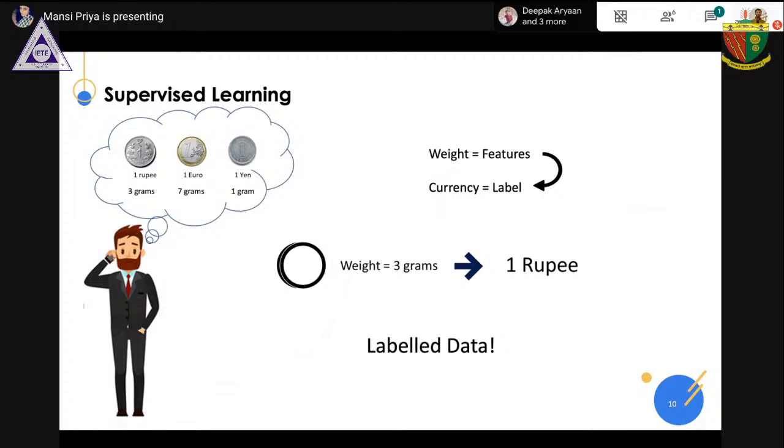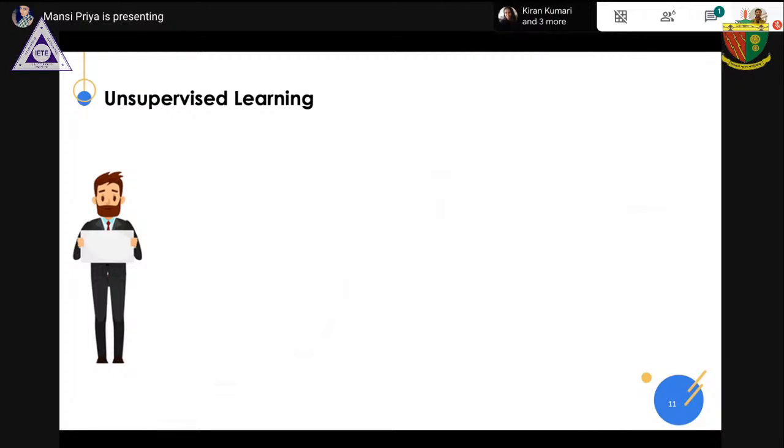So I think you were able to clarify supervised learning, and it will be more clear if you go into unsupervised learning. So let us now try to understand what is unsupervised learning. So this is our friend Dave again, and he's much more like me.